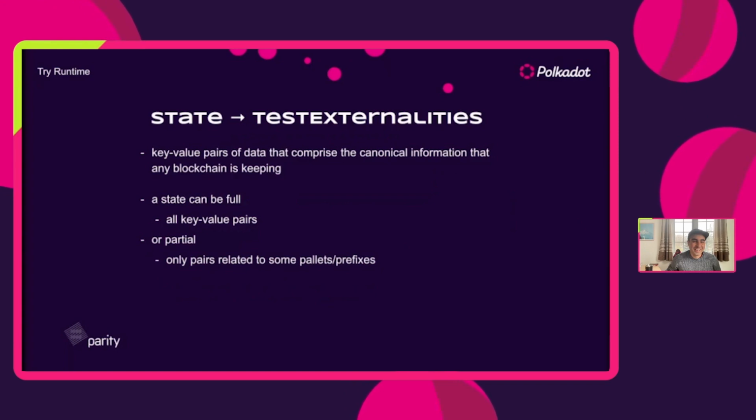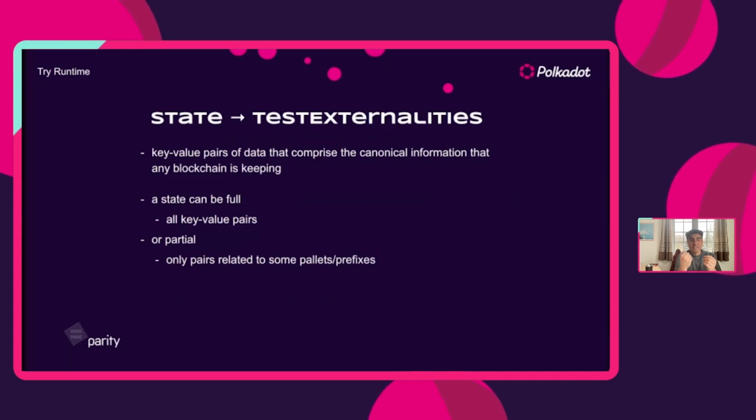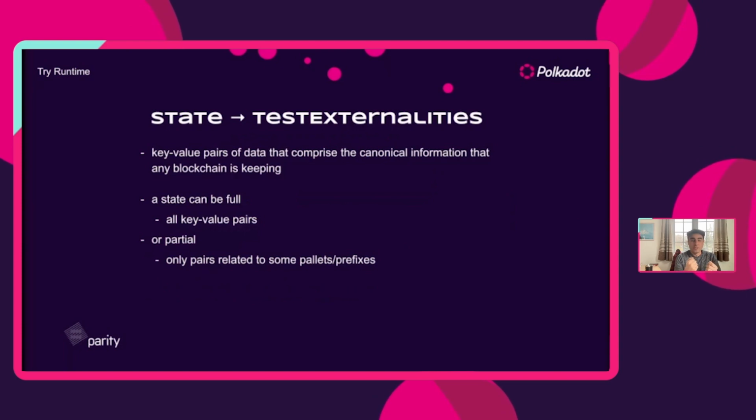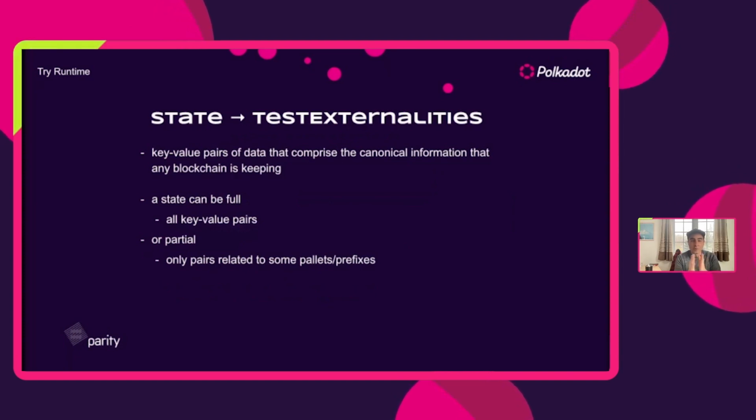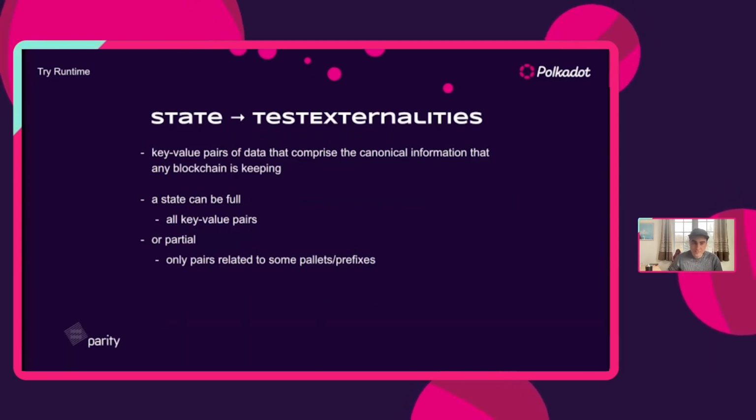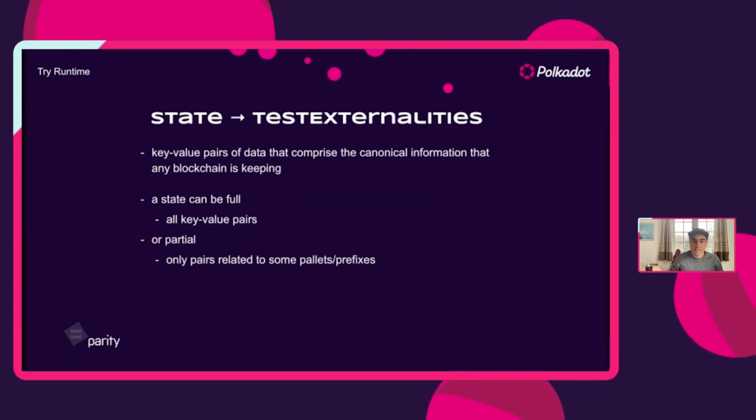So when we're working with Try Runtime and we're taking state and pushing it into test externalities, we can actually pick what we want. We can pick the full state of the live chain, all the key value pairs. Or if that's not critical for what we're testing, we don't need all the state. We can pick specific pallets, the state from specific pallets or prefixes or keys. With Try Runtime, you have that feature to select the key pieces of state that you'd like to go into test externalities.